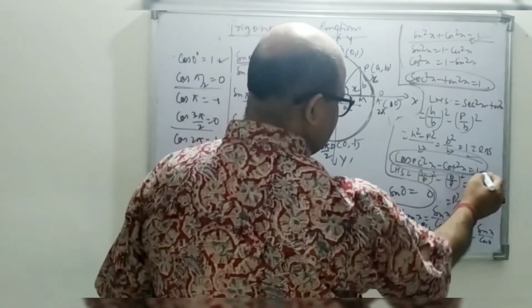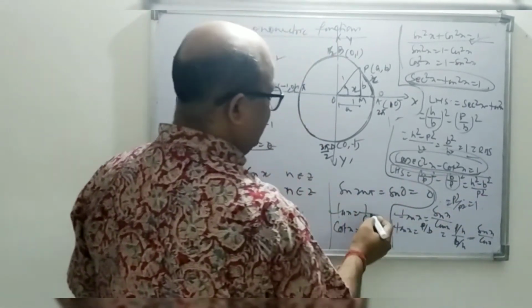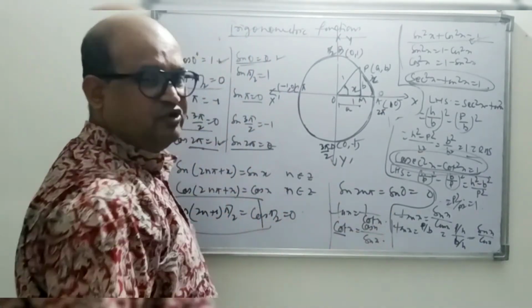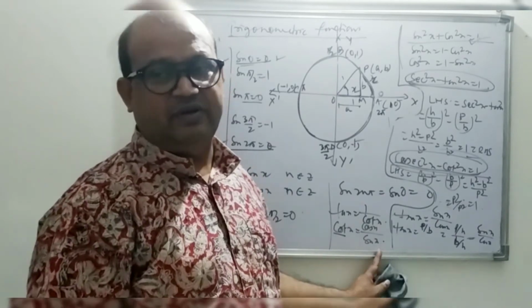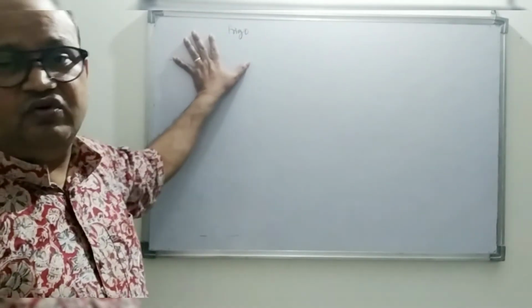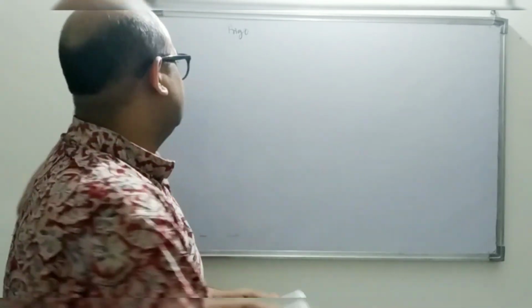Cosec square x minus cot square x equals 1. Tan x equals sin x upon cos x, which is 1 by cot x. And so cot x equals cos x upon sin x, that is equal to 1 by tan x. Now I will find for you trigonometrical ratios of some standard angles.